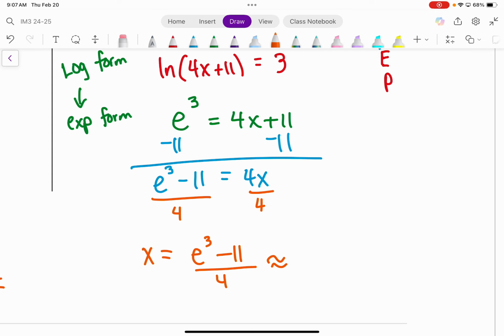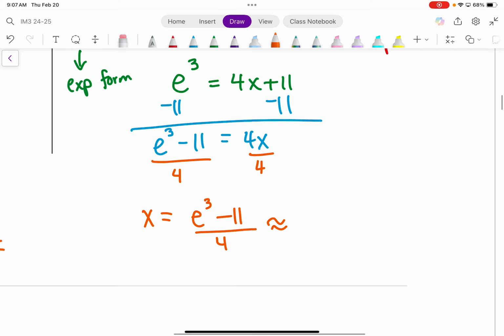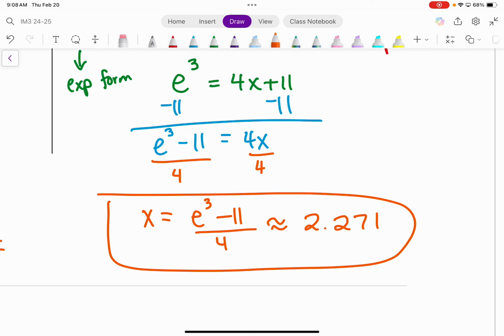To get e in your calculator, you must hit second and then ln. That'll give you e. Do e to the third minus 11. Evaluate that first and then divide it by 4. If you are doing this correctly and plugging this in right, then you should get 2.271. Please call me over if you did not get the solution that I have on the screen.